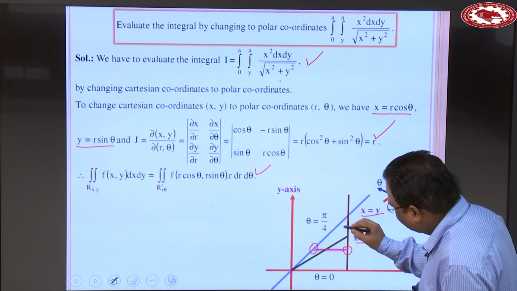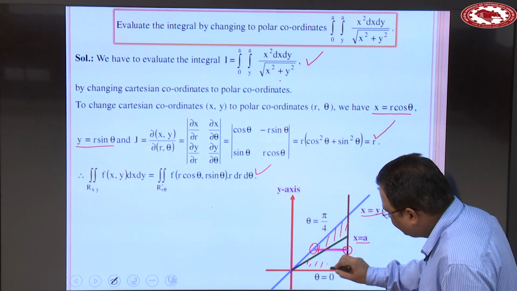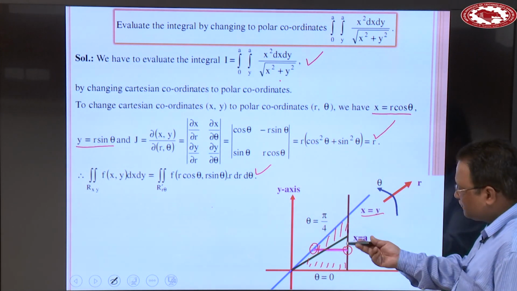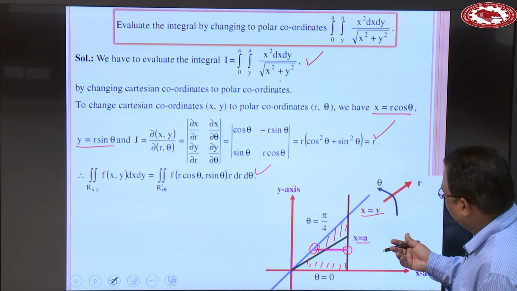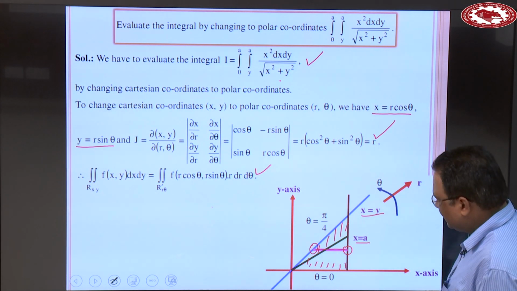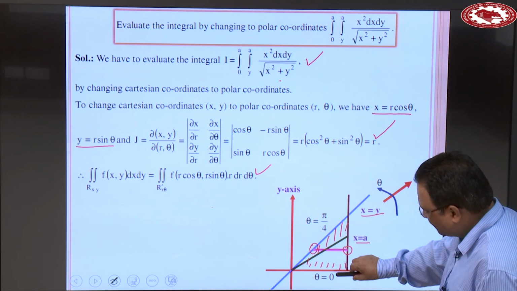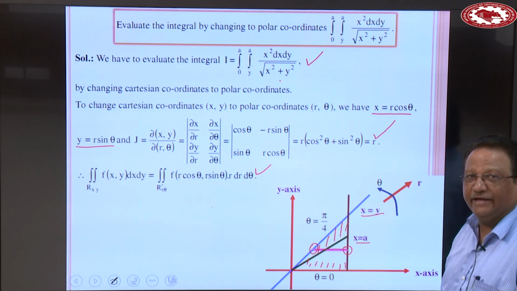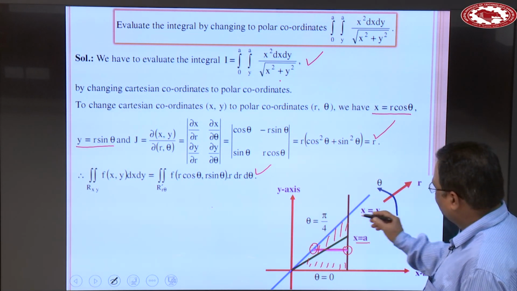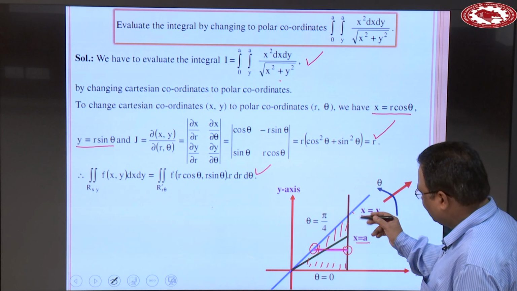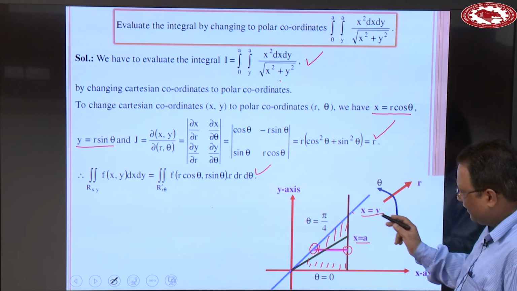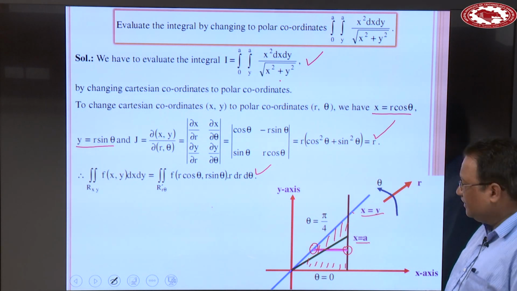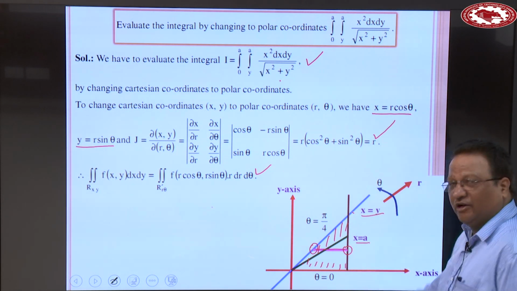So to cover this whole region of integration, x varies from y to a, and y varies from 0 to a. Here a is this point of intersection. Find the point of intersection of these lines. You will get y is equal to a when you put x is equal to a here. Clear? Now you have to convert this into polar.